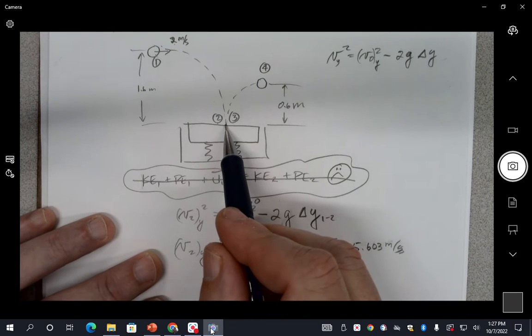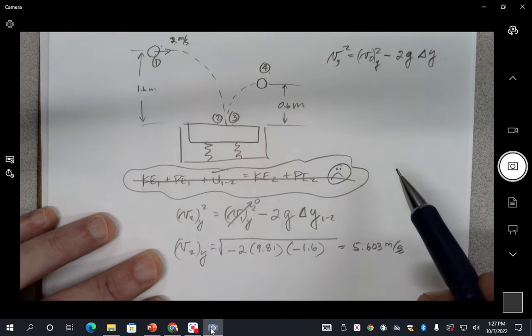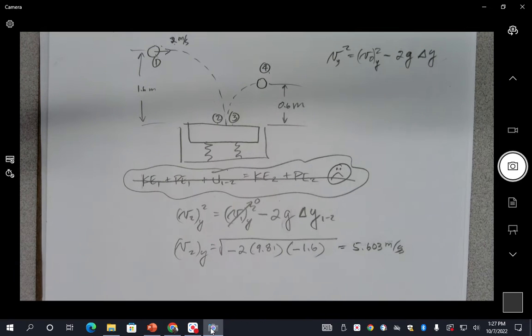And now we could actually jump ahead, right? We could jump ahead from 3 to 4. Do you recognize that? Maybe that's not something you would recognize. You go from 3 to 4, and we could figure out, because we know that it's going to peak at 4, so it's 0 velocity in the y direction at 4.